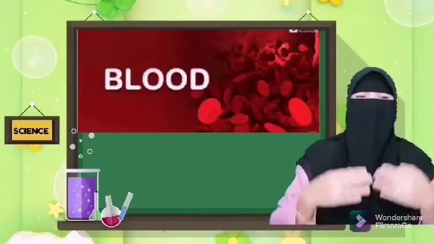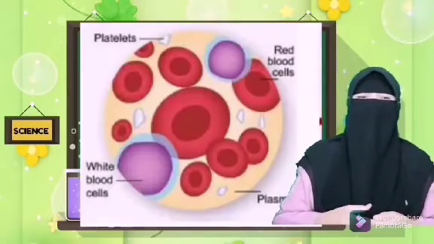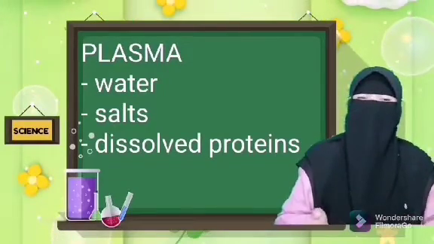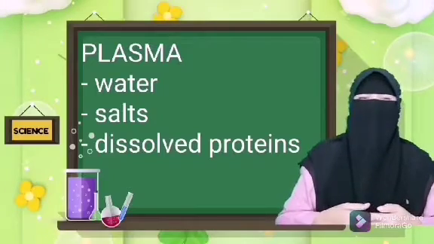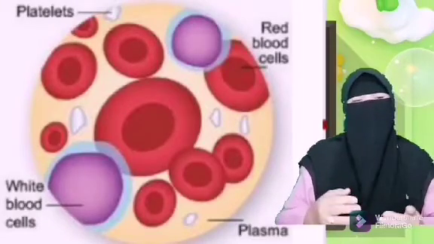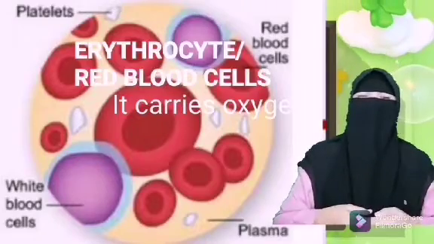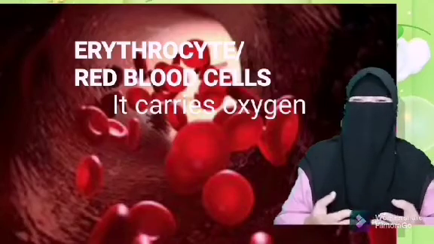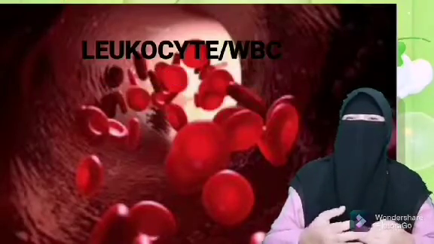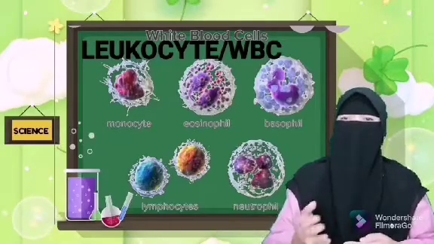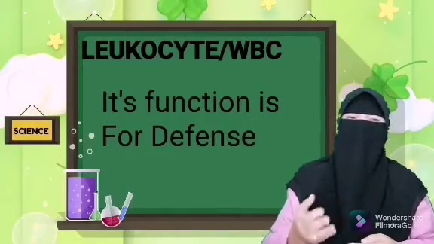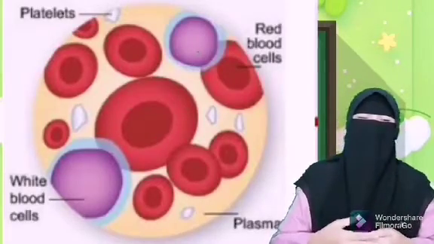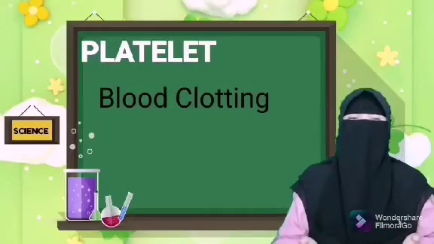What is blood? Blood is made up of plasma, liquid. This is an extracellular matrix. Plasma contains water, salts, and dissolved proteins. Blood also consists of erythrocytes or red blood cells. The function of red blood cells is to carry oxygen. And leukocytes or white blood cells, or the WBC, is for defense, okay? And the platelets or the thrombocytes is for blood clotting.